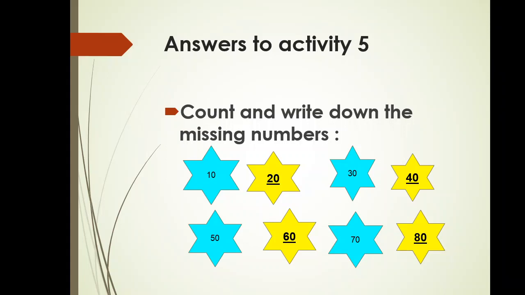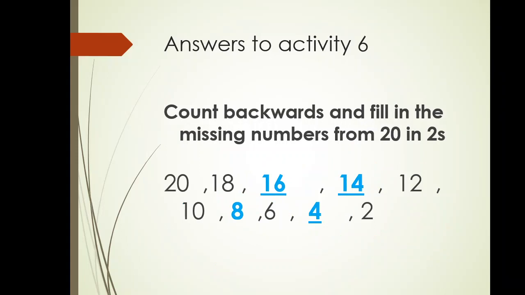So you skip 9 numbers in between, and the 10th one is the next number that you need to write there. And then activity 6 was saying count backwards and fill in the missing numbers from 20 in twos. Here we are counting in twos, but backwards from 20. So we start with 20, and then 18, and then 16.